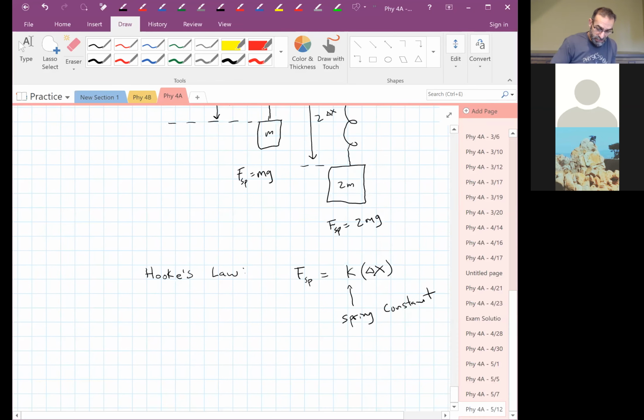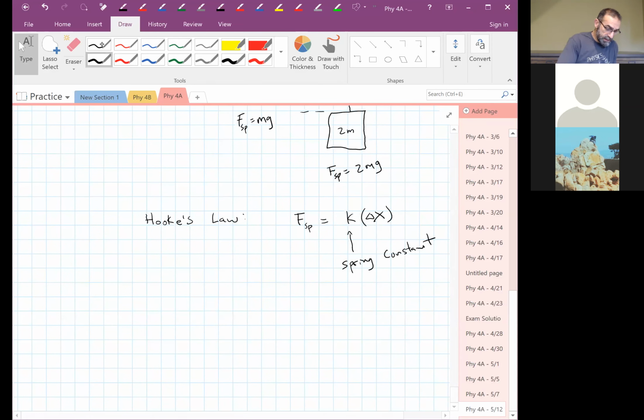Now, a lot of books write it as a vector equation. I just think that's kind of confusing. The spring force as a vector is minus k times the displacement as a vector. Because if you stretch the spring, if you displace it in one direction, what direction is the force? The spring pulls back in the opposite direction. So you get that minus sign there if you write it as a vector equation.